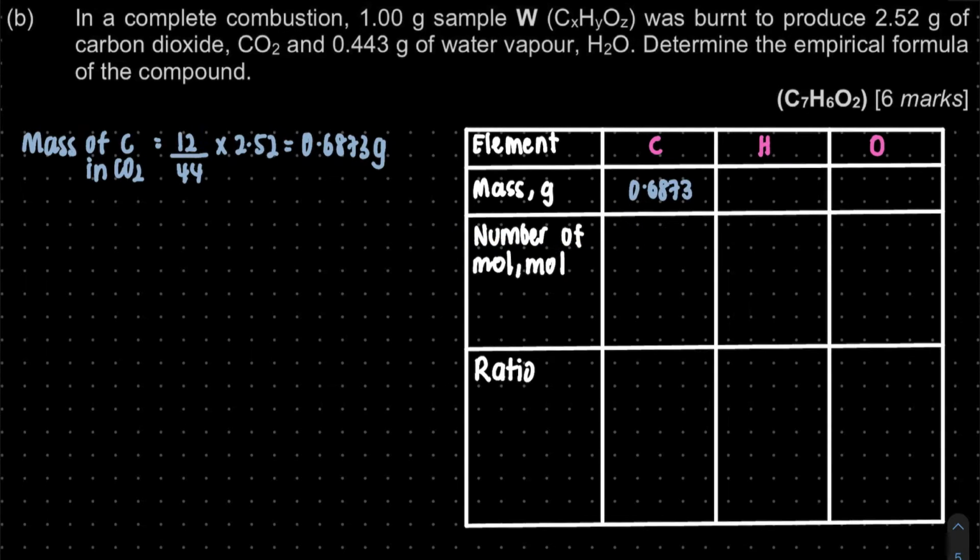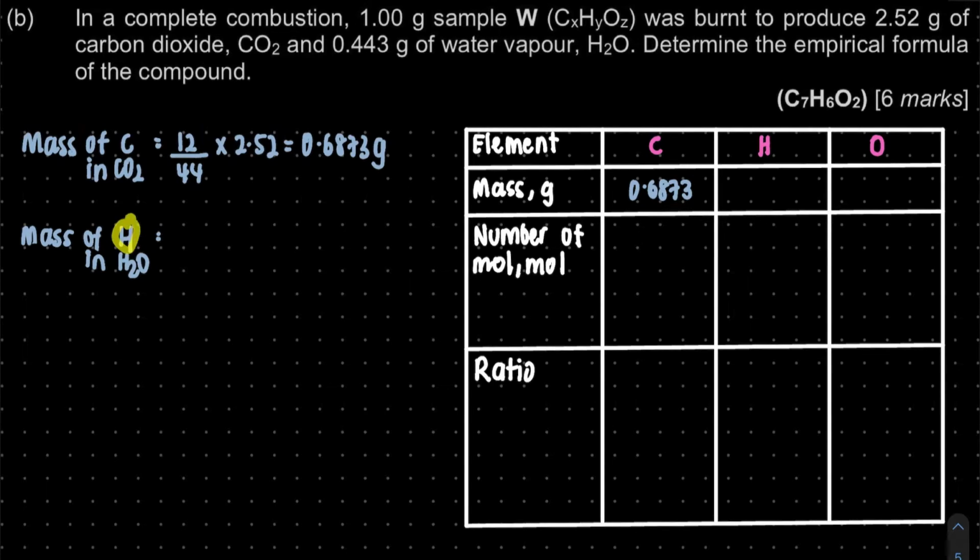Next, we're going to find out the mass of hydrogen. How are we going to find the mass of hydrogen? As we can see here, we got 0.443 gram of water vapor, or H2O. Again, we cannot substitute the value straight away. We have to find the mass of hydrogen in H2O. So again, I'm just going to write down that we're going to find out the mass of hydrogen.